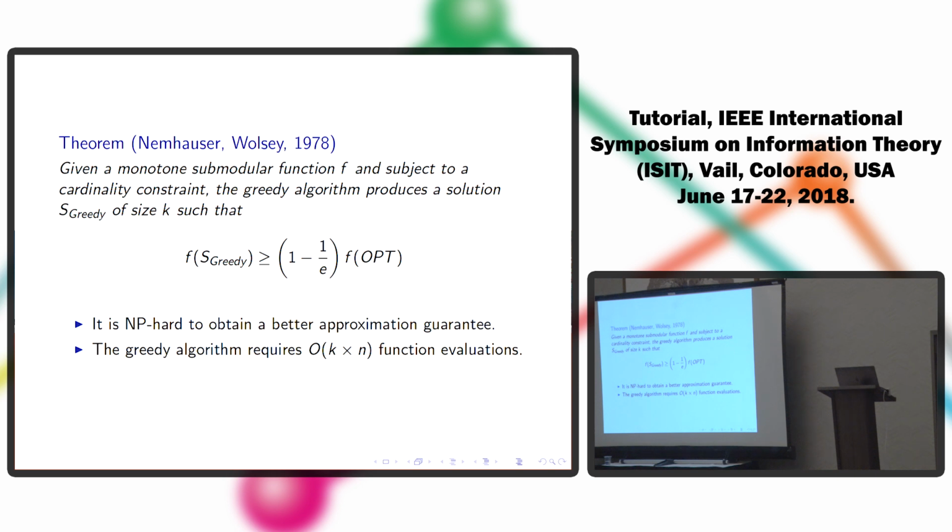As k grows, it is 1 minus (1 minus 1 over k) to the k. And that is what it is.